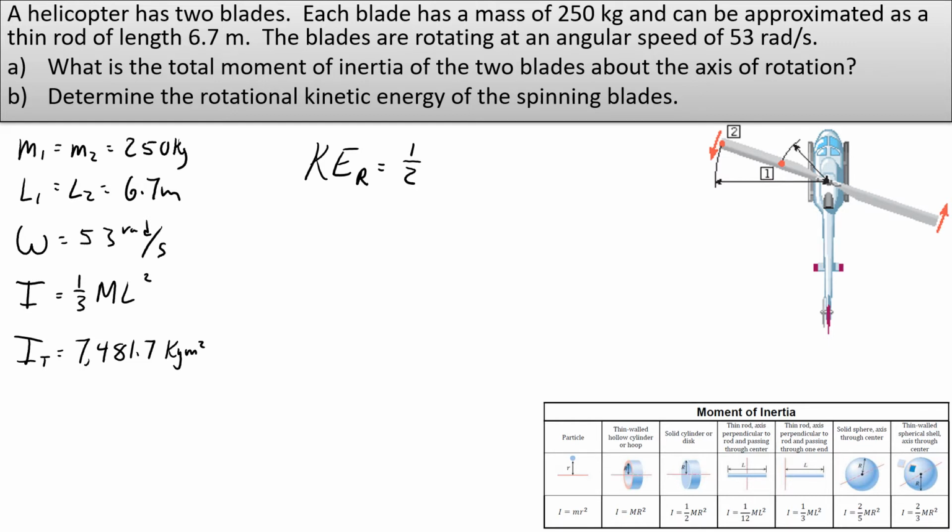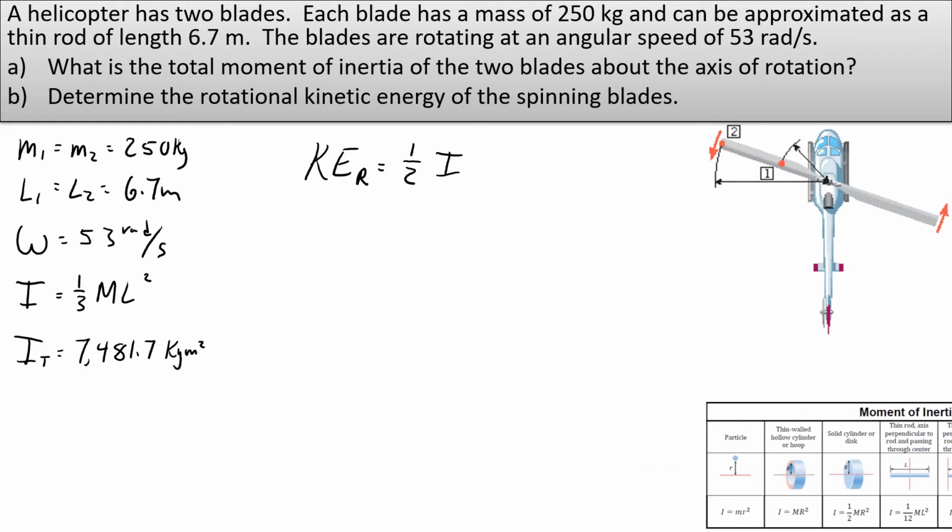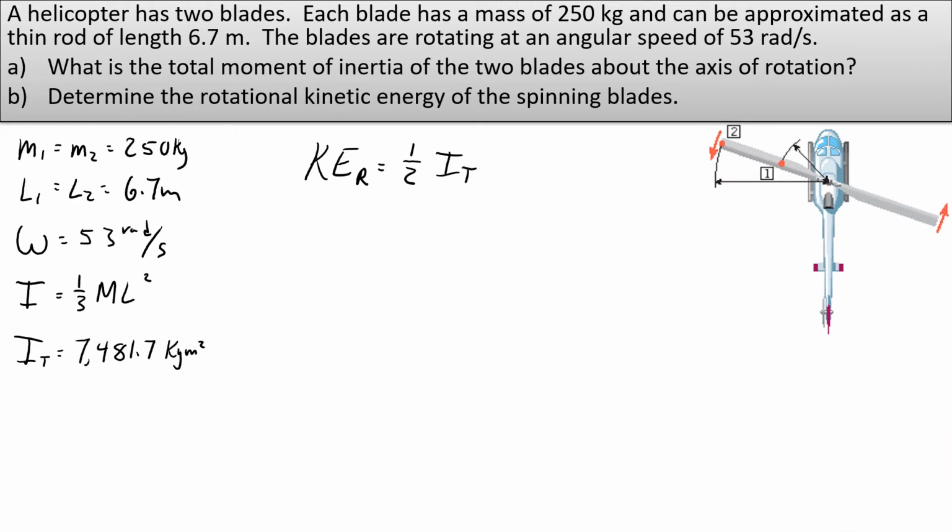I know it's going to be tempting because sometimes you'll even have a 1/2 for the I term, but this is 1/2 times I. Does that make sense? Sometimes you'll plug in 1/2 times 1/2 mr squared or some other fraction, depending on what you're dealing with. Okay, so don't be confused by that. This is the total moment of inertia for both blades that we're going to plug in, and they have the same angular velocity. So 1/2 mv squared becomes 1/2 I omega squared.